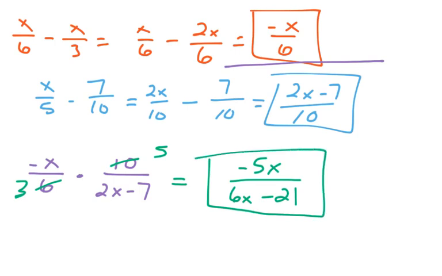We don't need any excluded values because if you look at our original denominator, that's just a 10 here. There's nothing here that's going to make the original expression 0. There's no x value that could make the original expression undefined or 0 in the denominator because we don't have an x. So there's nothing really to worry about. This right here is our answer, -5x over 6x minus 21.